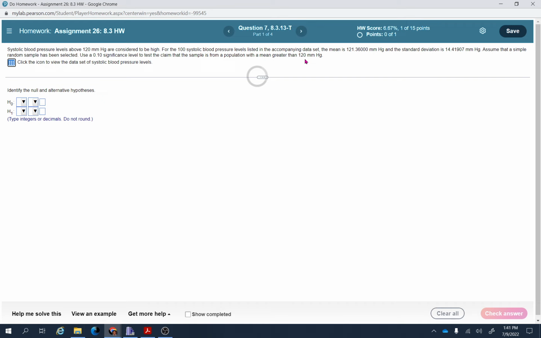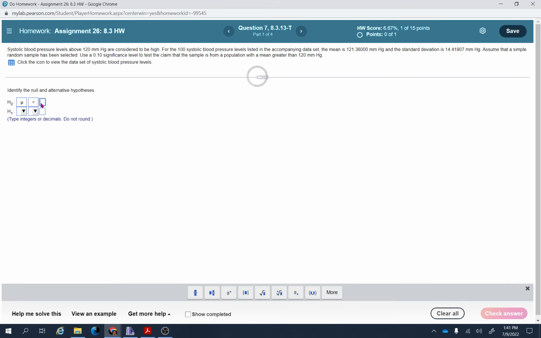We are claiming that the sample is taken from the population where the mean is greater than 120. That claim would be true if the p-value is less than 0.1. So let's try that one. Here in this case, the null hypothesis is always that the mean is equal to 120. And then the alternate hypothesis is greater than 120. So what we're saying is this sample is taken from the population where the mean is greater than 120.